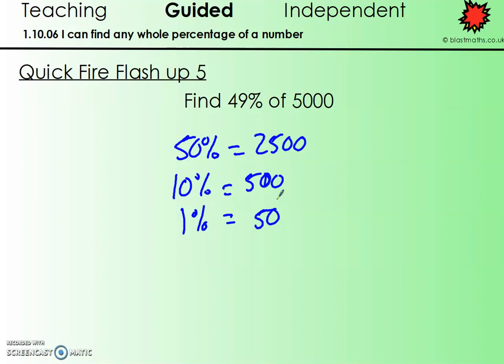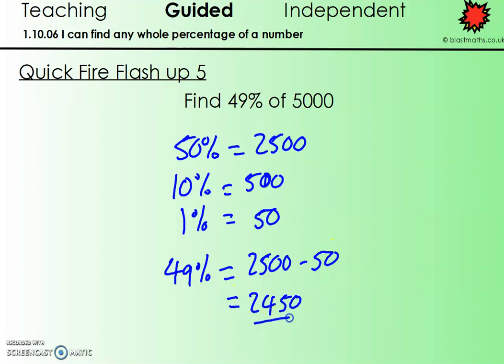So you could have found 40, 4 lots of that, and then 4 lots of 500 and 9 lots of 50 if you wanted. But to find 49% really quickly, you could take 1% off the 50%. So I've got 2,500, take off my 50. That'll give me 2,450. Probably the quickest way.